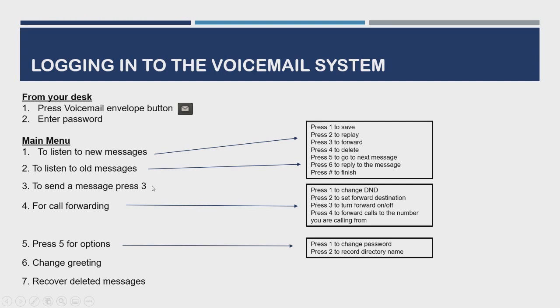Pressing 3 is a send a message feature, which is called a communication tool. With this tool, you can record a message, save it, and then send it to multiple extensions. So let's say, for example, you have a meeting at 2 o'clock and the meeting has been quickly moved to 2:30 right before the meeting.